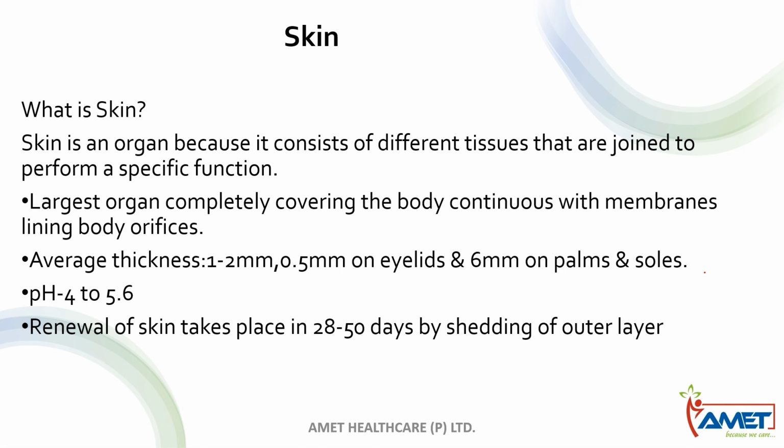Skin is an organ because it consists of different tissues that are joined to perform a specific function. Skin is the largest organ of the body, completely covering the body, continuous with membranes lining body orifices. The average thickness of skin is 1 to 2 mm, 0.5 mm on eyelids, and 6 mm on palms and soles. The pH of the skin is 4 to 5.6.